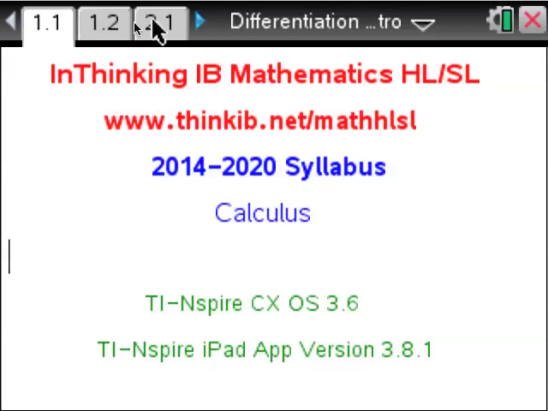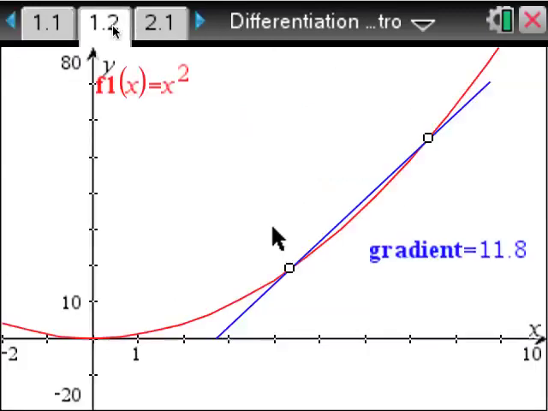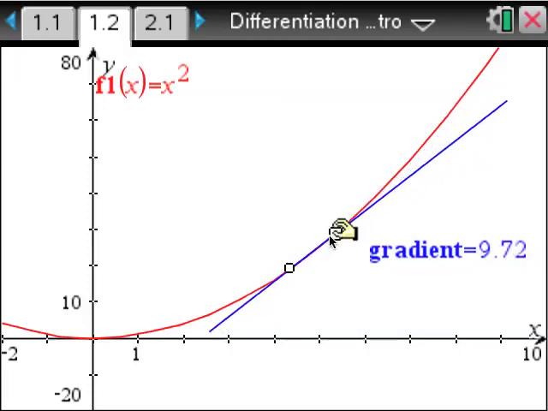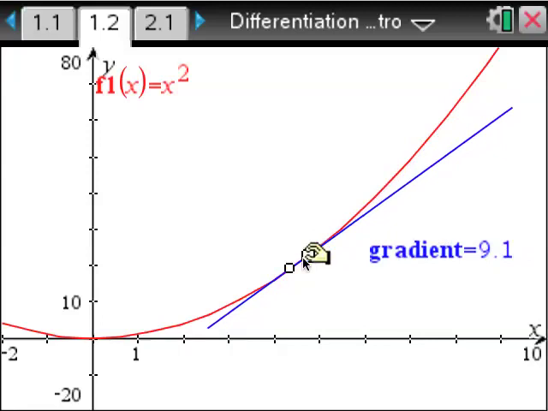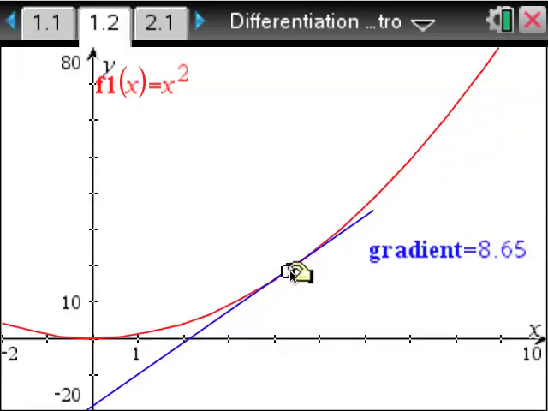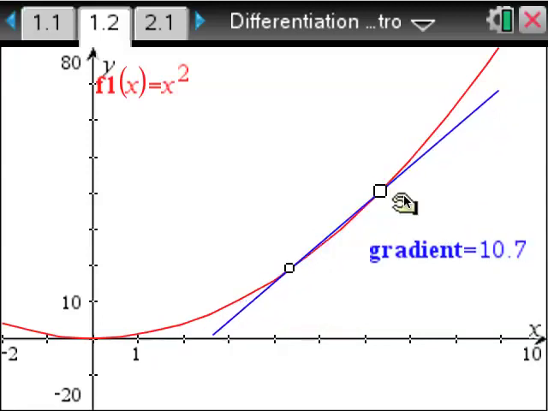This document is linked to the calculus topic of the IB Maths course, and on page 1.2 it shows you how you can start to get students to be aware that the gradient of a function can be measured. Here we've got 2 points that can be moved closer to each other or further apart, and as they get closer to each other the gradient tends to a limit. Here it's around about 8.7ish or thereabouts.